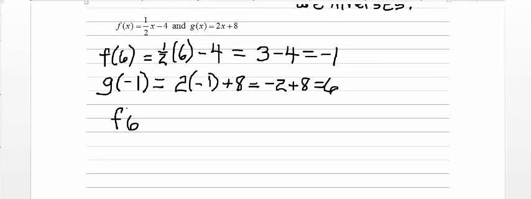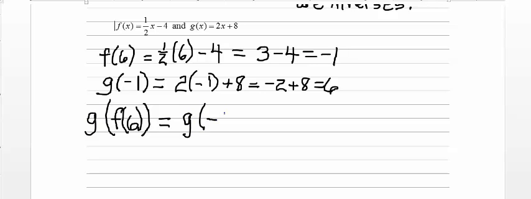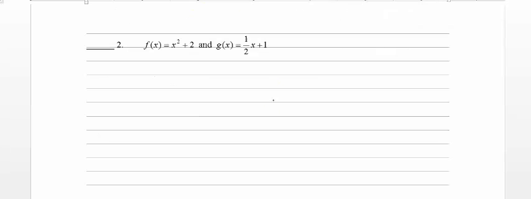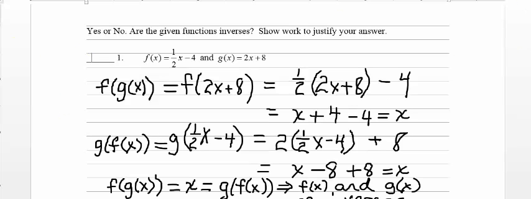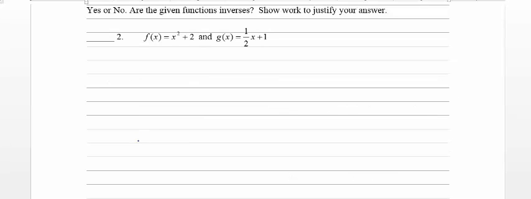So just like we said, when I take a number, plug it into f, then plug that result into g, I have to get what I started with, which was 6. So g of f of x is 6. Since g of negative 1 is 6, we see that that lines up just as it should. And we were supposed to answer yes or no to this. Yes, these two functions are inverses.